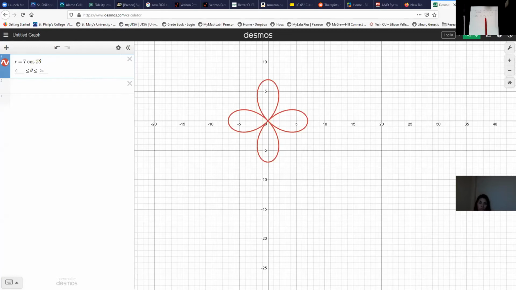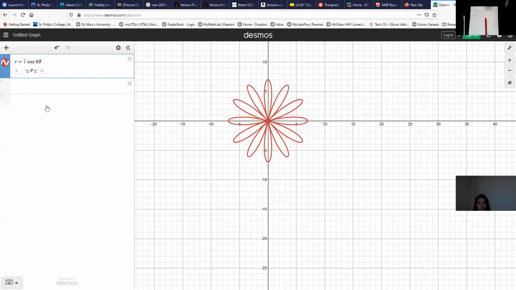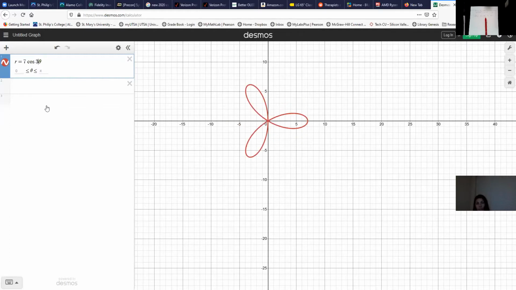So if this was 4, then we would have 8, right? If you have 6, then we should have 12. But if you have an odd number, then it's just exactly that number. If it's 3, you have 3. If you have 5, you have 5. It doesn't multiply when it's odd, only when it's even. Does that make sense?